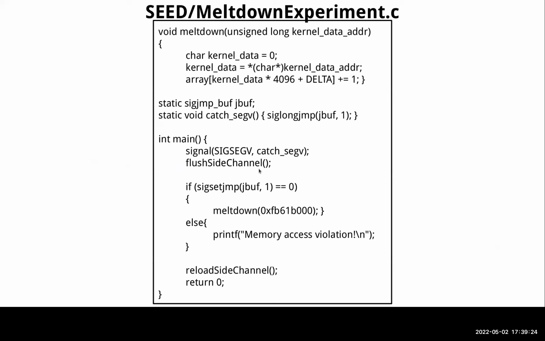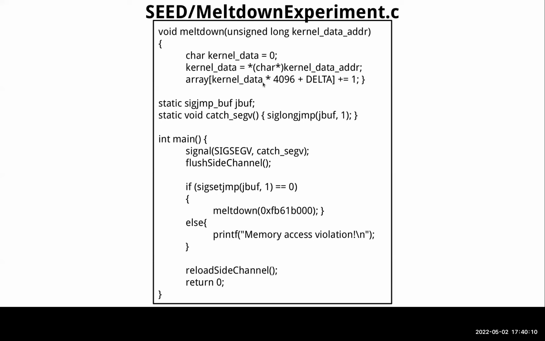So what we do is we have a main function. In the main function, we will catch the segmentation fault error. After that, we will flush the side channel. We're going to use flush and reload. We flush the side channel so we know that nothing important is in the cache. Then we're going to call the meltdown function. Let's take a look at it. The meltdown function is actually simple. We have a local variable, kernel data. Then we just dereference that kernel address. That's it.